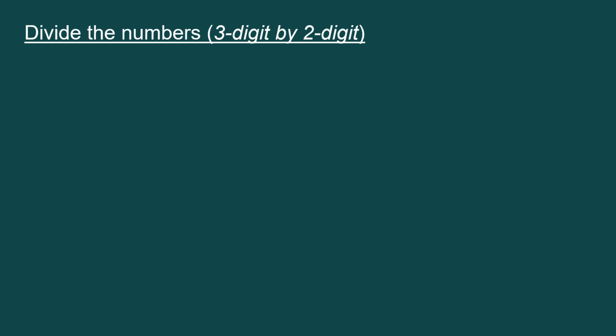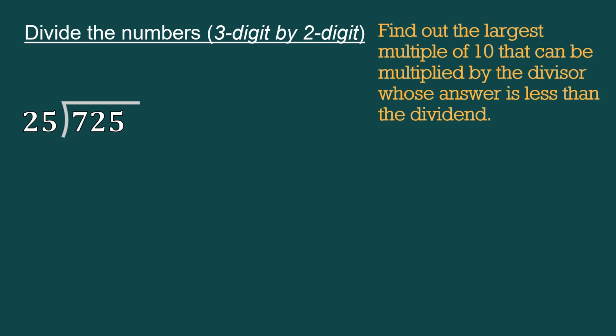Divide the numbers, 3 digit by 2 digit. In the example, we have 725 divided by 25. First, we have to find out the largest multiple of 10 that can be multiplied by the divisor whose answer is less than the dividend.